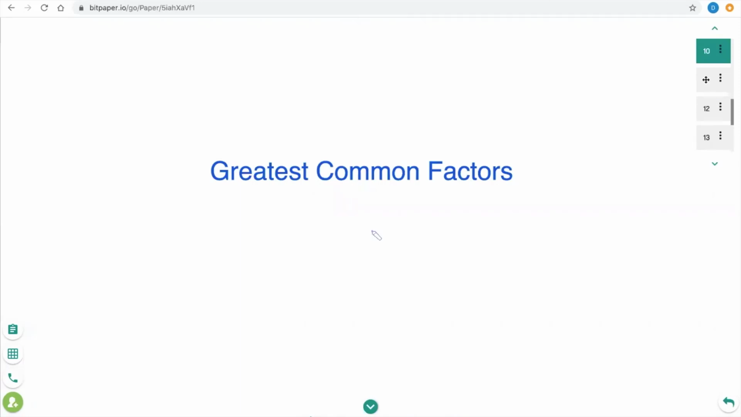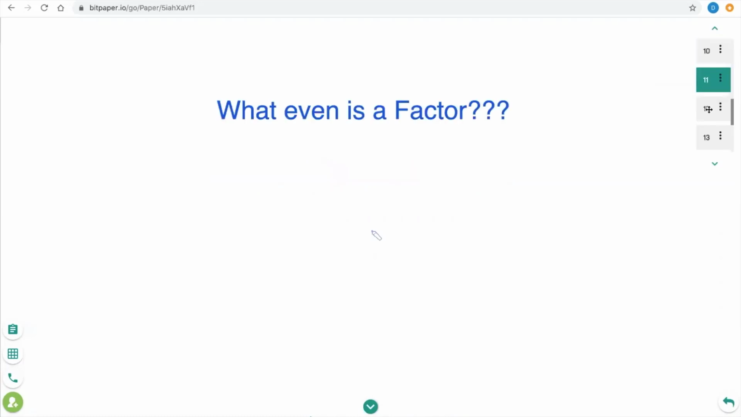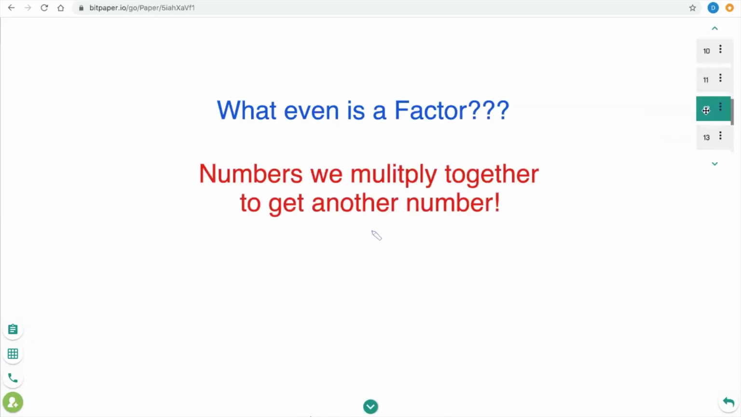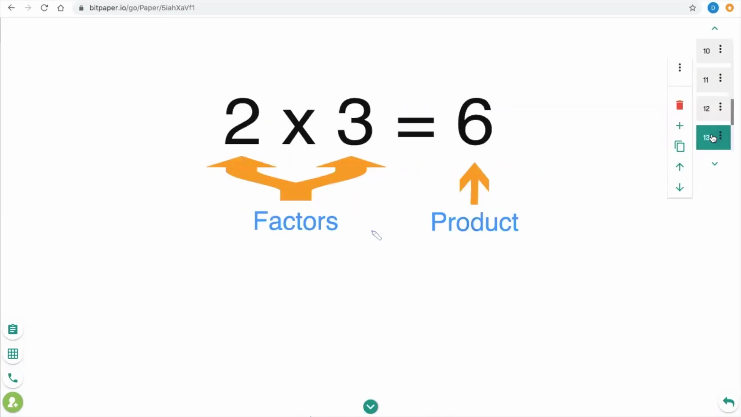So the first question that we might naturally ask is, what even is a factor? Well, quite simply, factors are numbers that we multiply together to get another number. For example, 2 times 3 is 6. So 2 and 3 are the factors of 6. So we talk about 2 and 3 as factors and 6 as the product, or what we multiply these two numbers together to get.